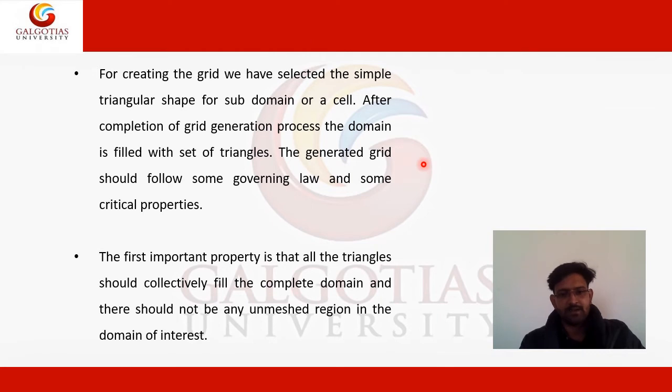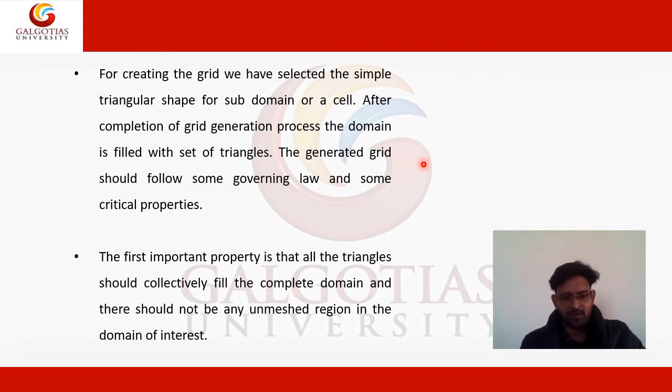For creating the grid, we have selected the simple triangular shape for a subdomain or a cell. I am talking with reference to the figure that I have shown you. After completion of the grid generation process, the domain is filled with a set of triangles. The generated grid should follow some governing laws and some critical properties that we will see when we solve the problem in ICEM CFD.